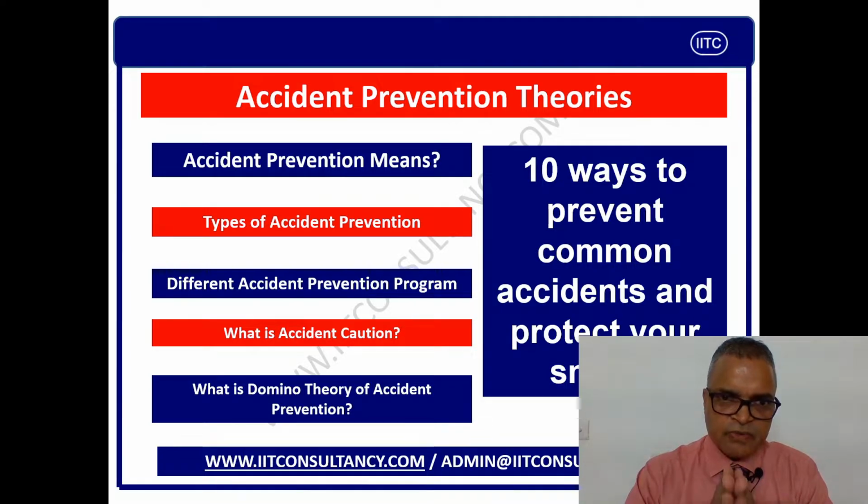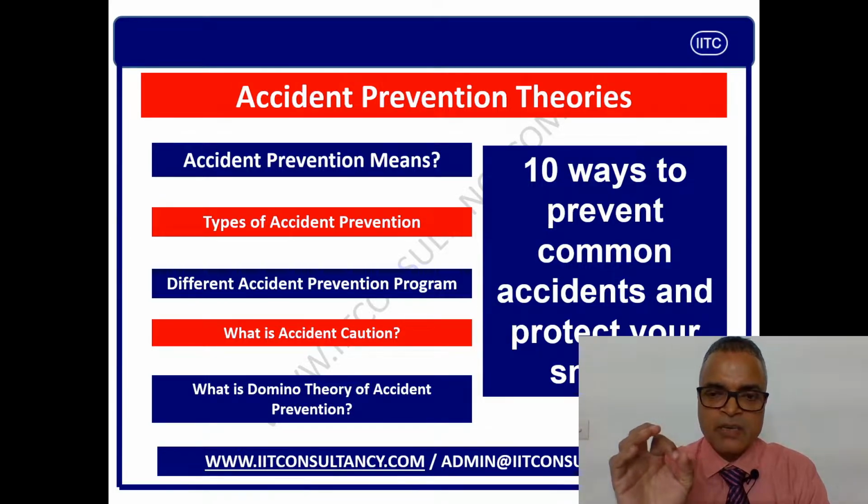In this session, we will see what accident prevention means, types of accident prevention, different accident prevention programs, what is accident causation, what is the domino theory of accident prevention, and 10 ways to prevent common accidents. These are very important things. We will see each and every point in this session. Please concentrate and pay attention during the program so that you understand completely.